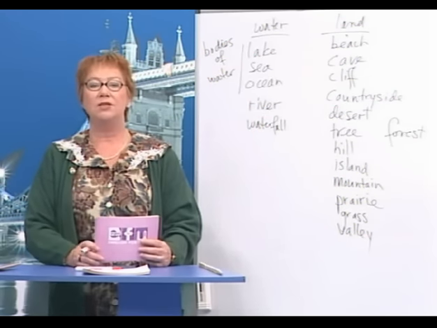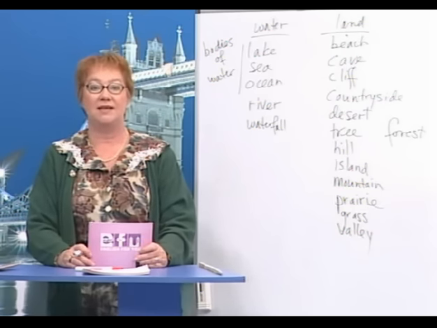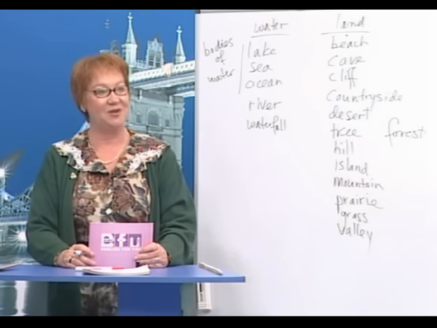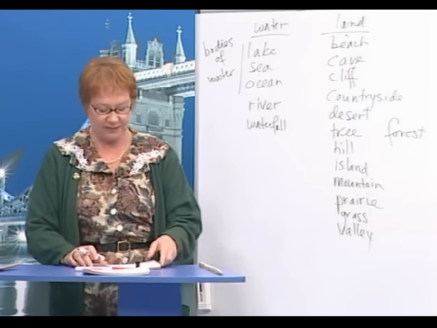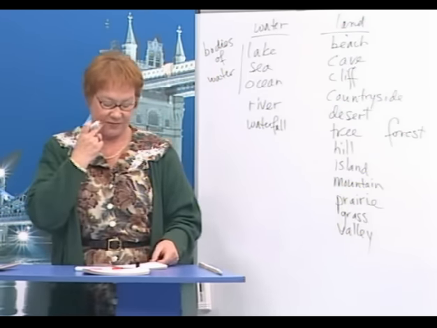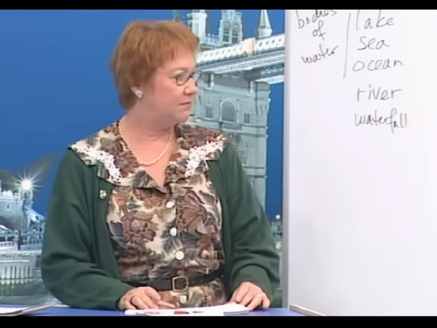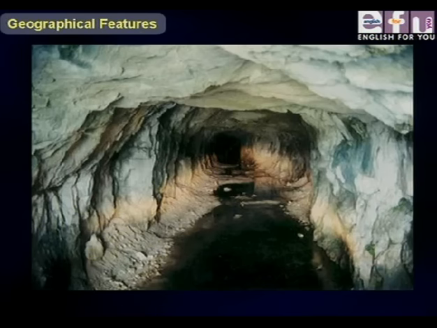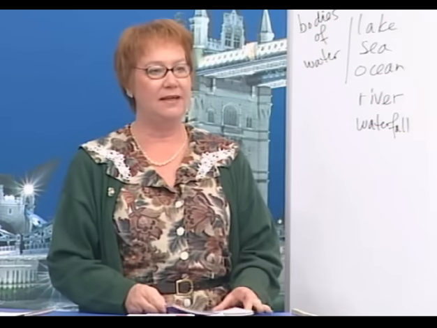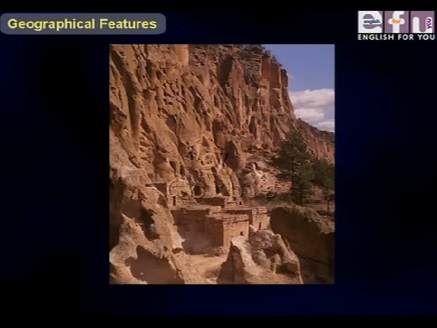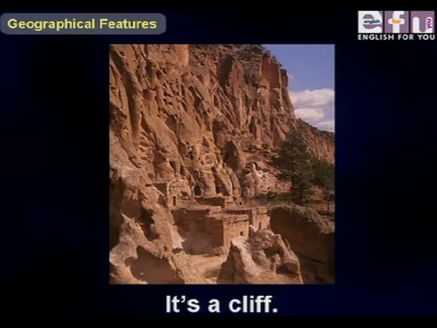Now, we're going to look at some pictures, and I'm going to ask some questions, and the assistants are going to answer them. So let's look at the pictures, and the first picture is here, and we'll start with Isabel. Is this a beach or a valley? It's a beach. Yes, it's a beach. Susan, is this a cave or a beach? It is a cave. Yes, it's a cave. Ali, the next one is for you. Is this a hill or a cliff? It's a cliff. Yes, it is.